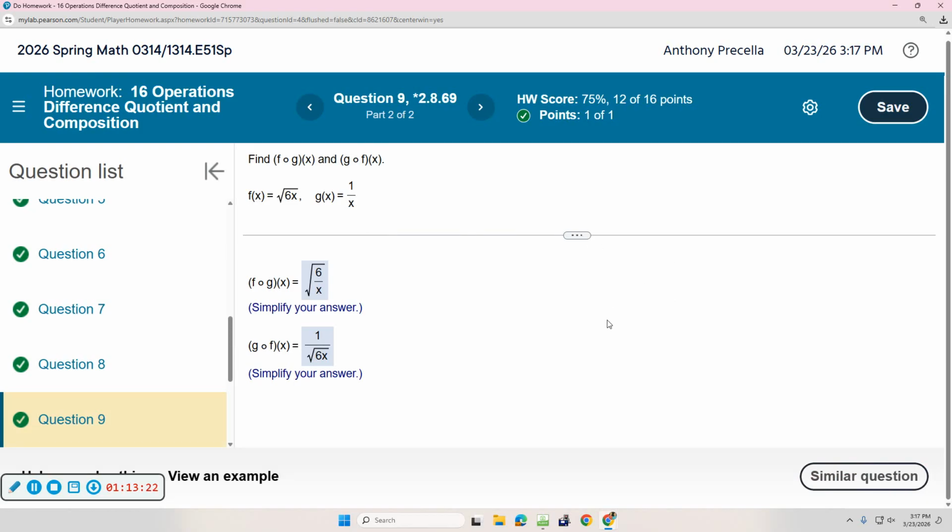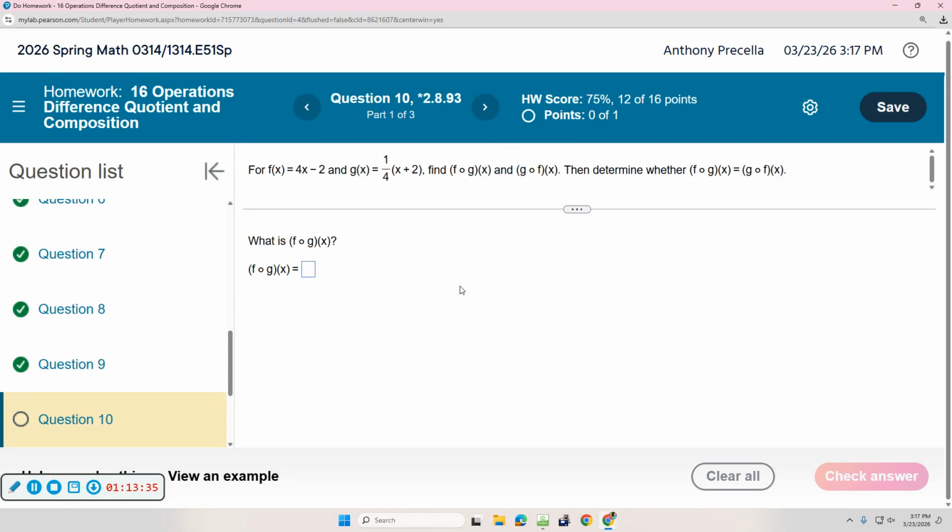In most cases, f composed with g does not equal g composed with f. There are some rare cases where they do. Looking at number 9, they give us two functions. f of x is equal to 4x minus 2, and g of x is the fraction 1/4 times the binomial x plus 2. They ask us to find f composed with g of x and g composed with f of x. Same thing we've been doing.